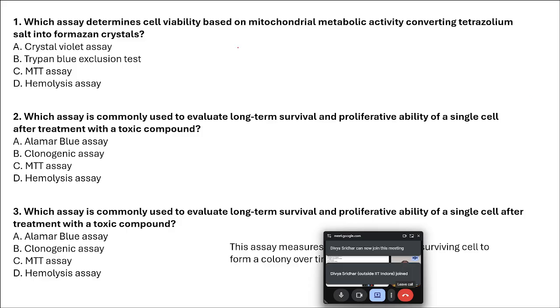Okay, so let's discuss one by one. The first one is which assay determines cell viability based on mitochondrial metabolic activity converting tetrazolium salt into formazan crystals. Very simple one, the MTT assay.